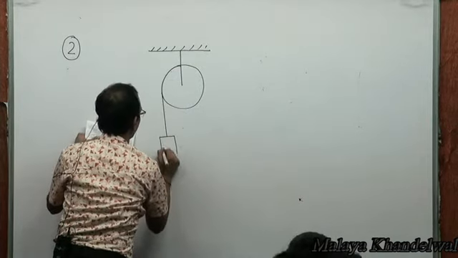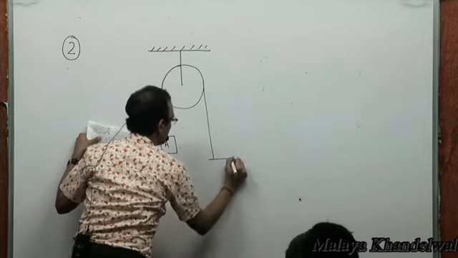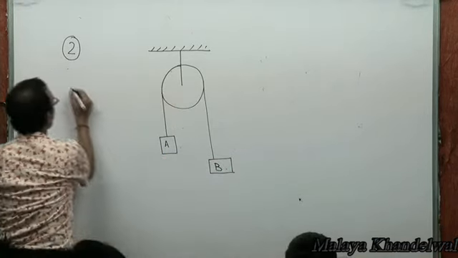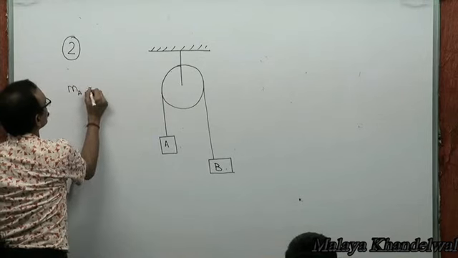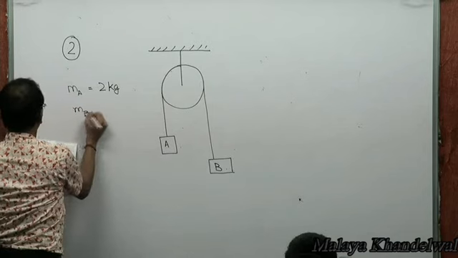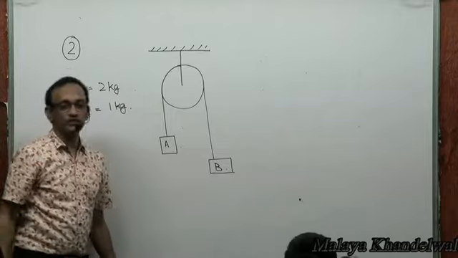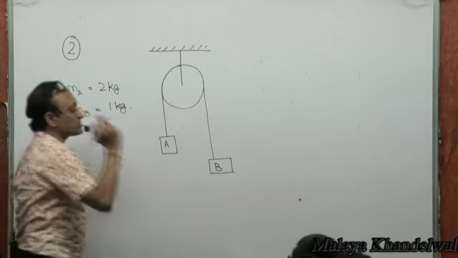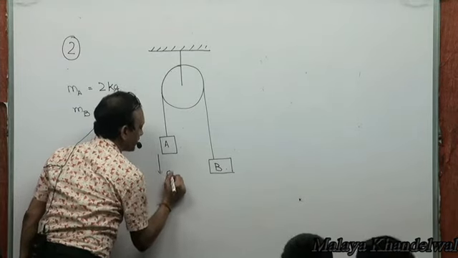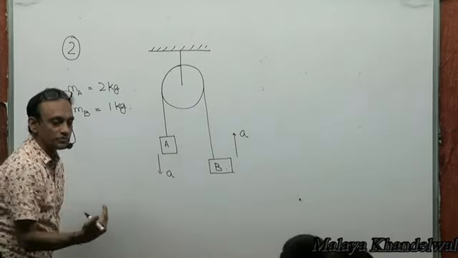There is a block A, and at the other end there is a block B. Mass of A is 2 kg and mass of B is 1 kg. We want to find the acceleration of the center of mass. First of all, the block A will have an acceleration a downwards, the block B will have an acceleration a upwards.